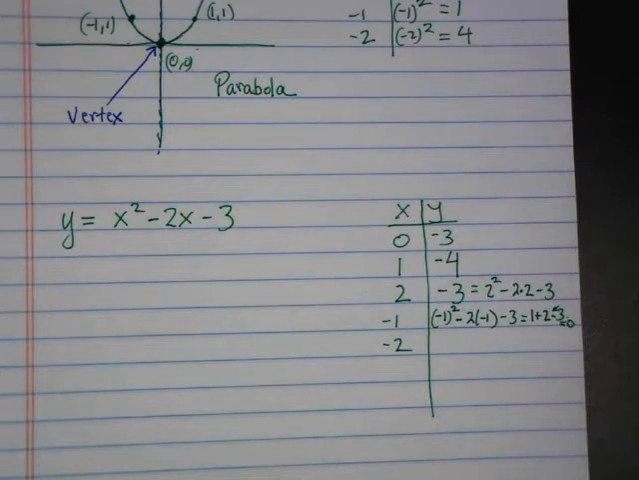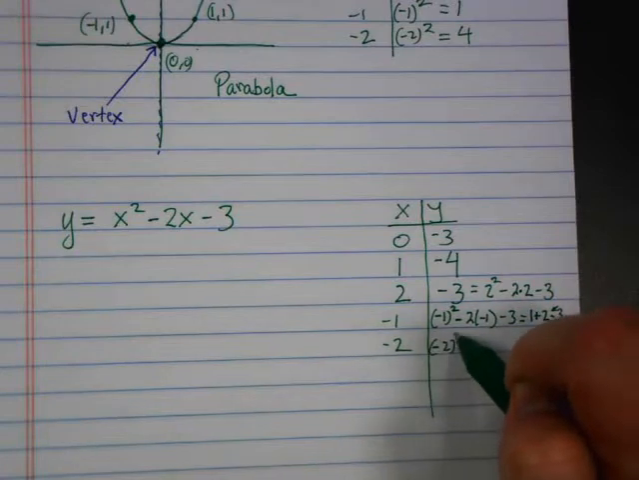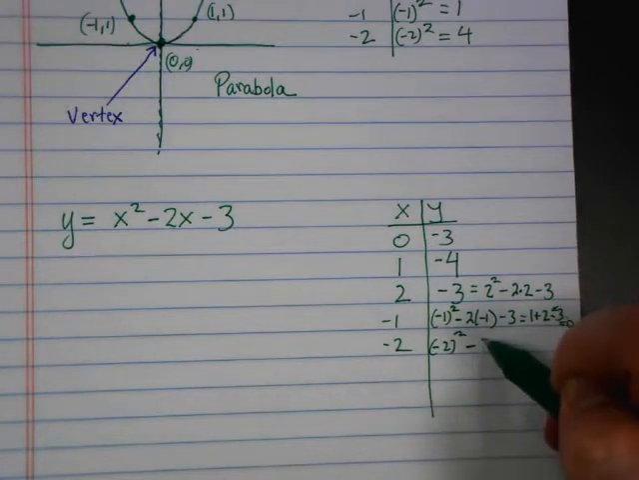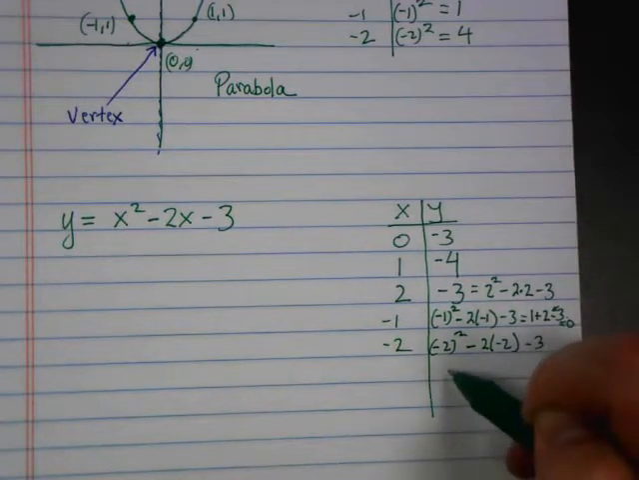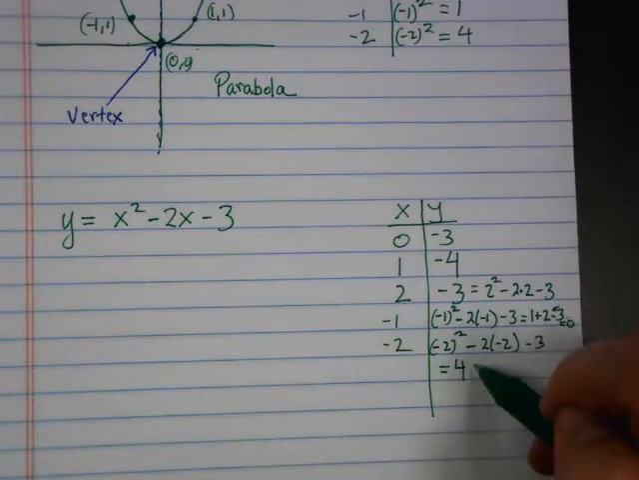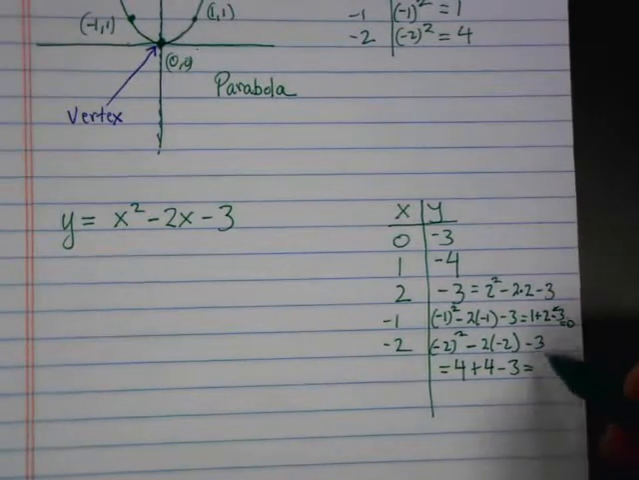All right, now let's plug in negative 2. I'm going to have negative 2 squared minus 2 times negative 2 minus 3. That's going to be 4 plus 4 minus 3, which is 5.